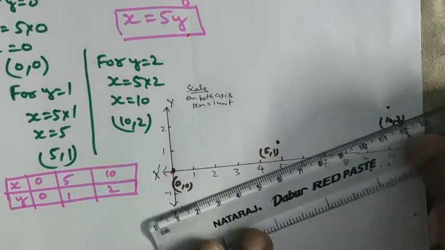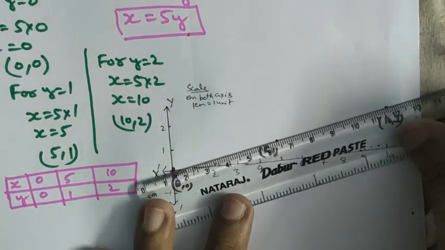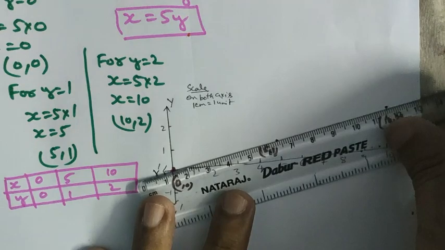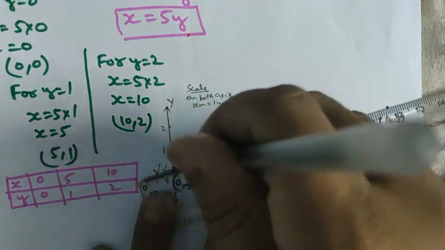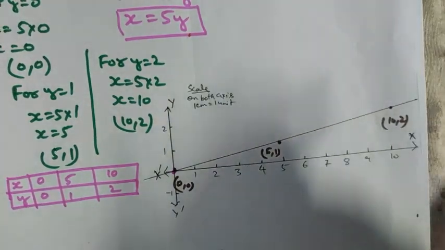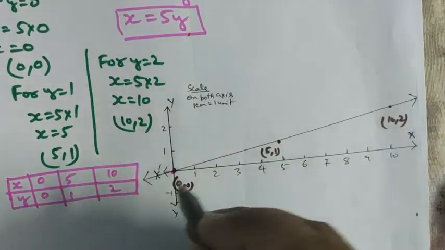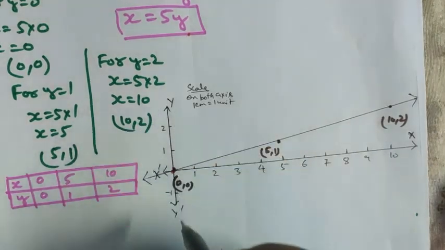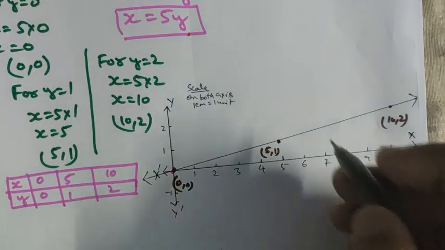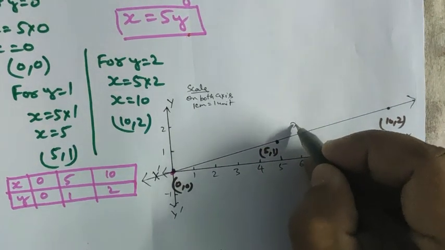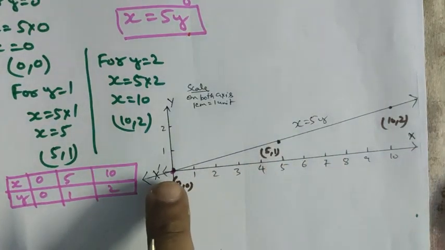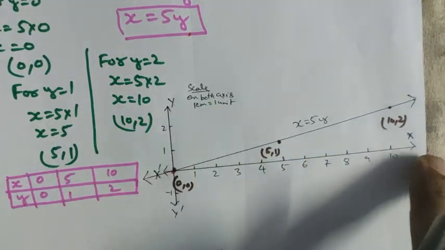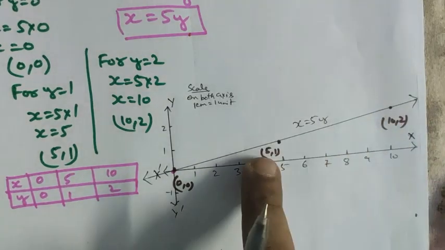Now we will draw a line passing through these 3 points. You will use a pencil for drawing the graph. I am drawing with a sketch pen so that the concept is clear to you. Again x dash, y dash, and the scale I have written. We have to write the equation also on this. The equation is x equals 5y, and remember it is passing through the origin, as I have told you. Scale, x dash, y dash, coordinates and equation are all written.